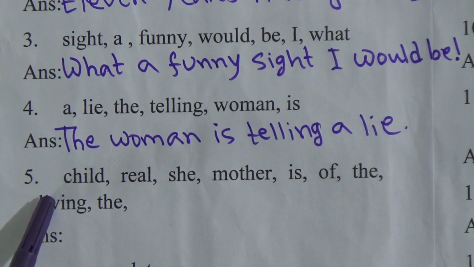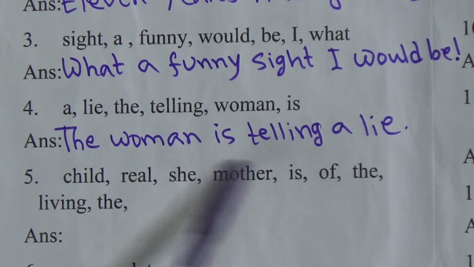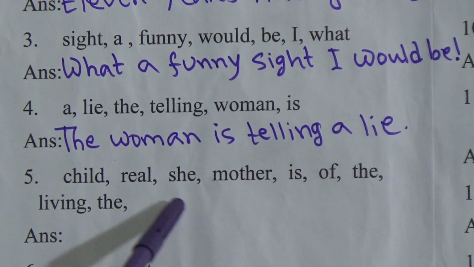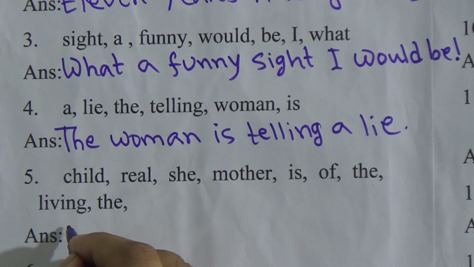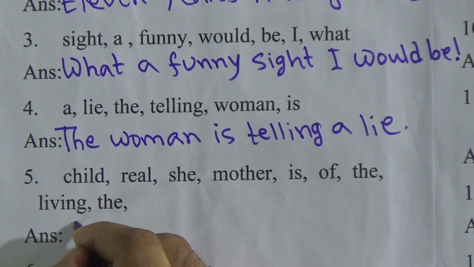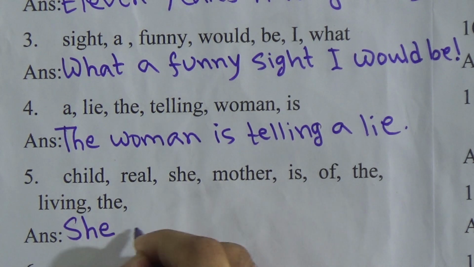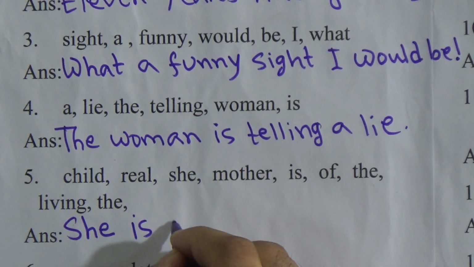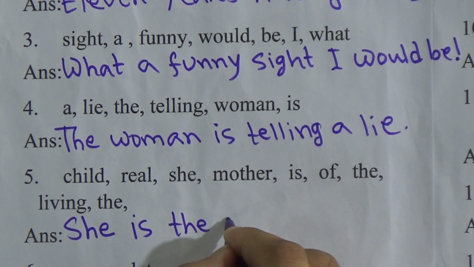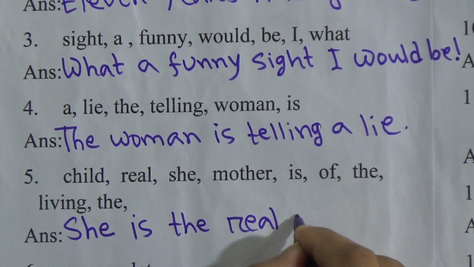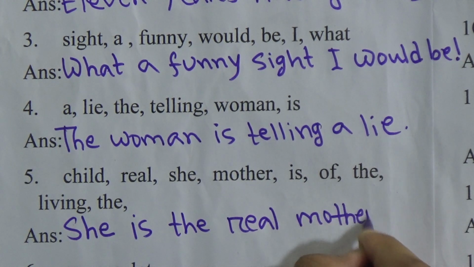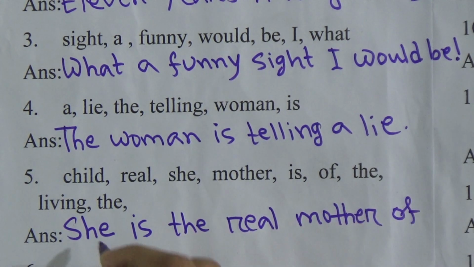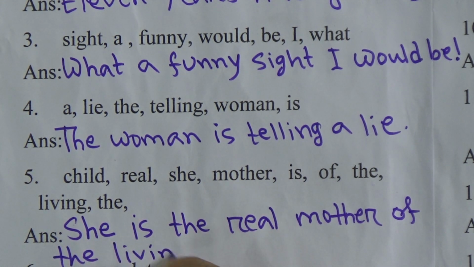Next one is child, real mother, she, these are random words, a longer sentence, but don't worry, we have to do it according to the structure. First of all, find out the subject: she, subject. Then write the be verb. She is what? She is the real mother. She is the real mother of what? She is the real mother of the living child.